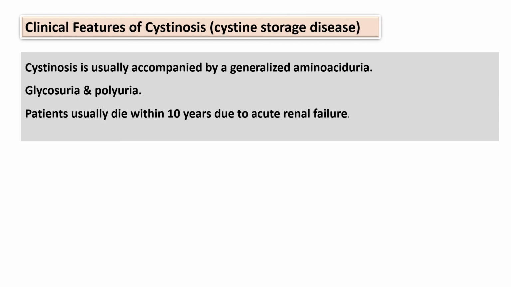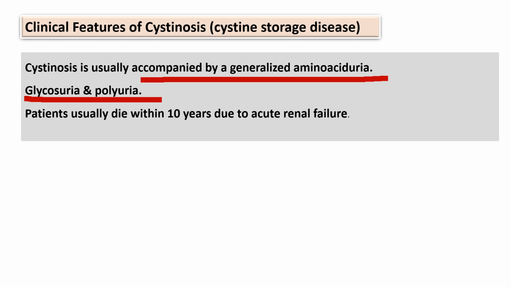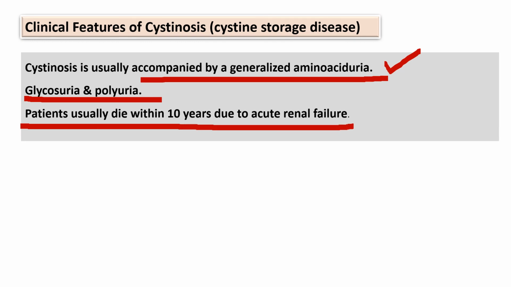The clinical features of cystinosis, the cystine storage disease, are accompanied by generalized aminoaciduria, glycosuria, and polyuria. There is no reabsorption of amino acids and glucose, and there is polyuria. The patient usually dies within 10 years due to renal failure. Why renal failure? Because the kidney is full of cystine crystals, so it will not work properly, and because of that there is death.